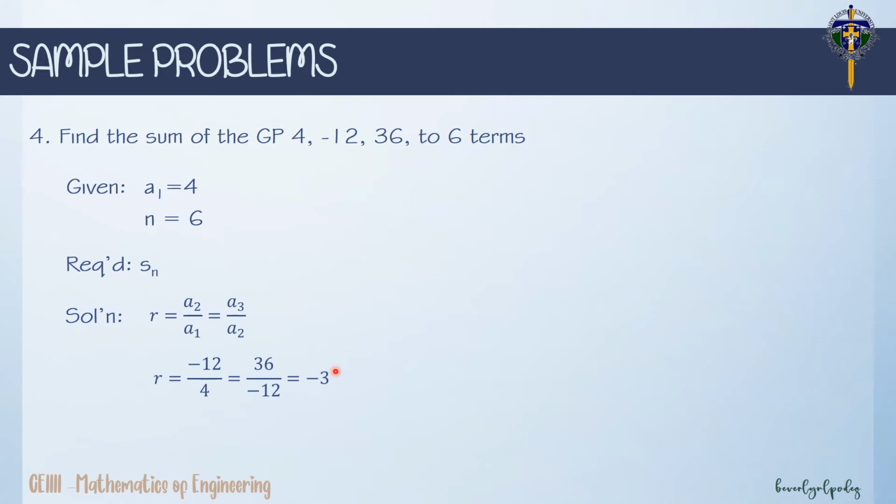So from here, we can directly use the equation for the sum of a geometric progression. Let us evaluate if we can directly substitute the values. We know the value of a1 is given to be 4, and r we were able to solve, and we also know the value of n, so we can directly substitute in this equation.